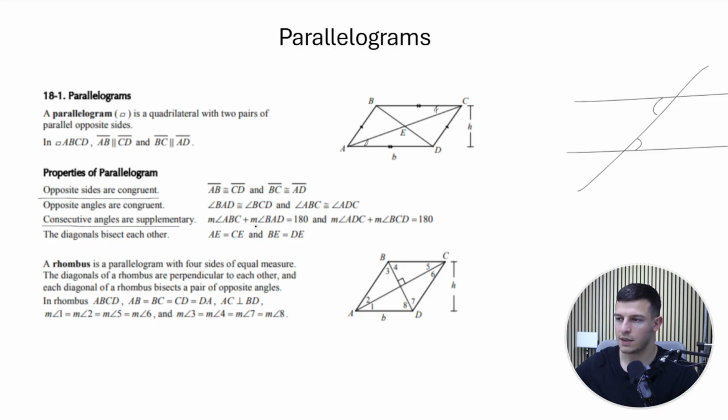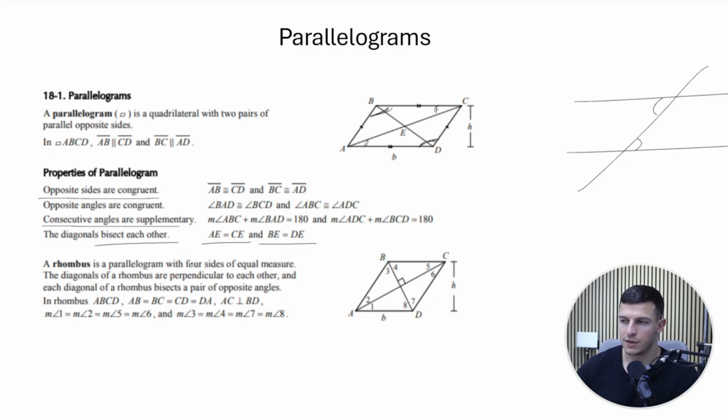Consecutive angles are supplementary. A, B, C. So these consecutive angles should add up to 180 degrees. And the internal angles of a four-sided geometric shape always add up to 360, the same way a triangle adds up to 180. Okay, diagonals bisect each other, meaning they divide themselves into 2 equal parts at the intersection point.